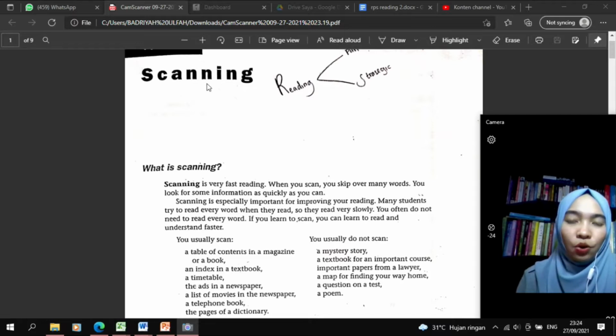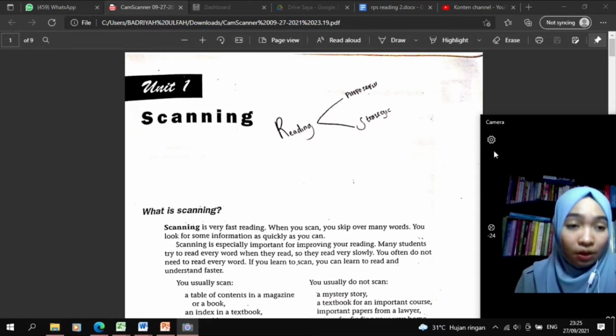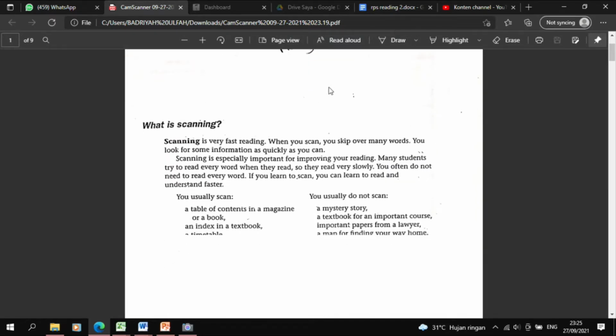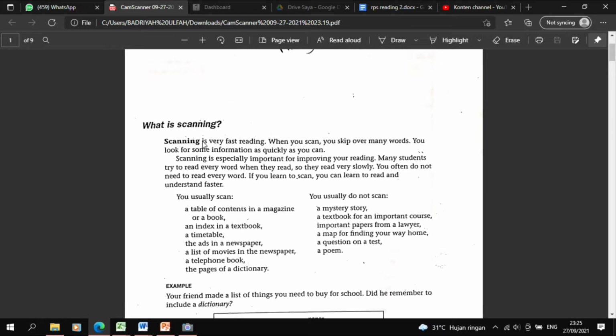So our second meeting is about scanning. Last meeting you learned about reading for pleasure, but now we start to learn about the tricks in doing reading. So what is actually scanning? Scanning is very fast reading.